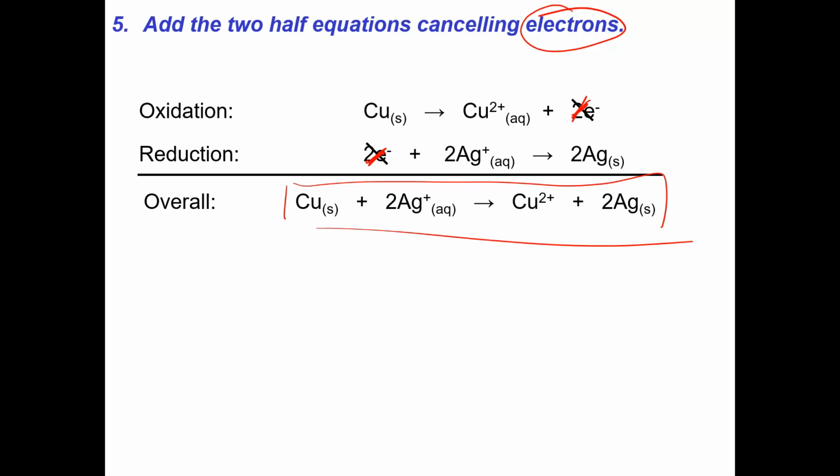What I want to do at this point is check that everything balances, including not just the atom types, but also the charges. So on the left, I have 1 copper, 2 silvers, and a total of +2 charge. And on the right, I have 1 copper, 2 silvers, and a total of +2 charge. So everything looks good, and I successfully balanced my redox equation.